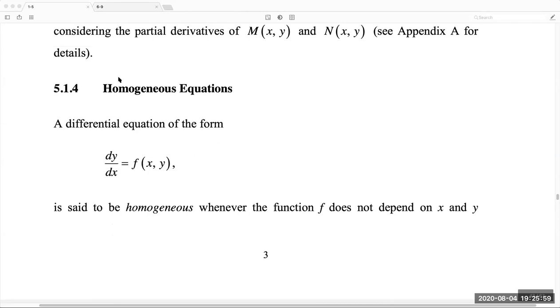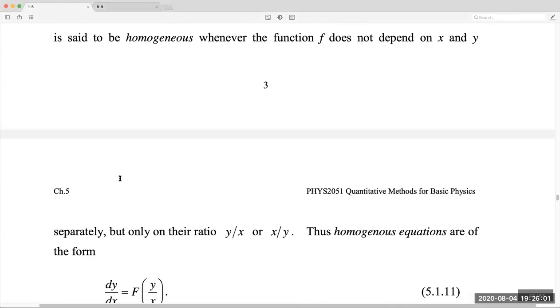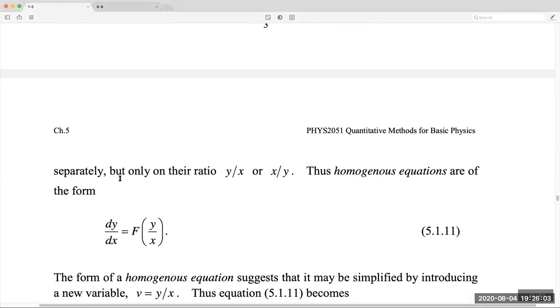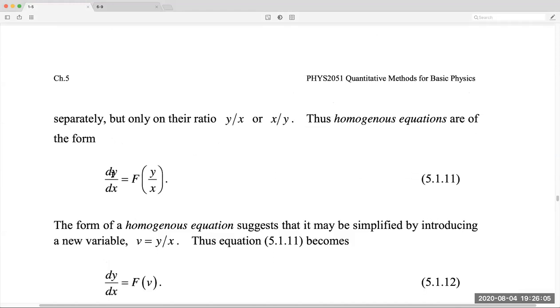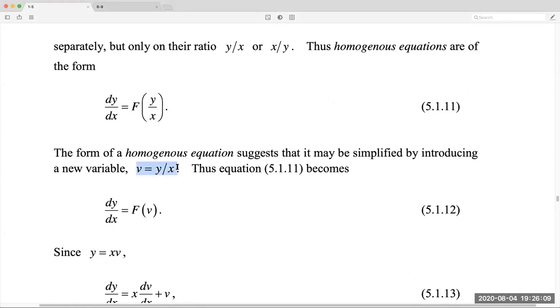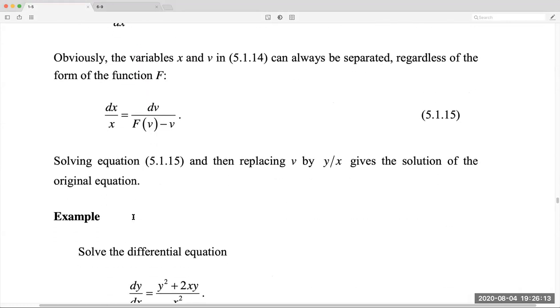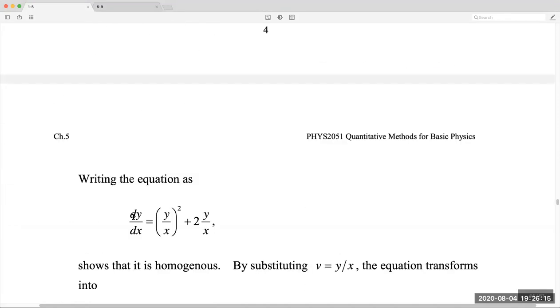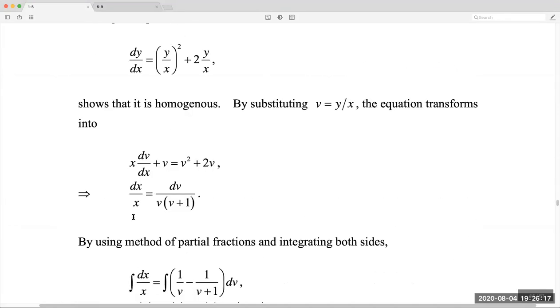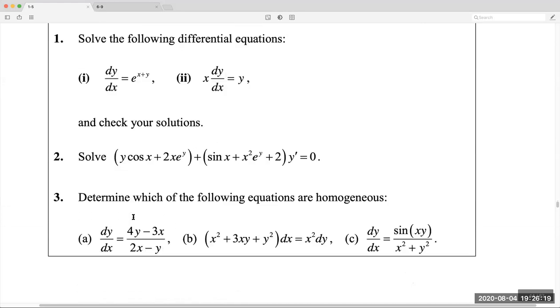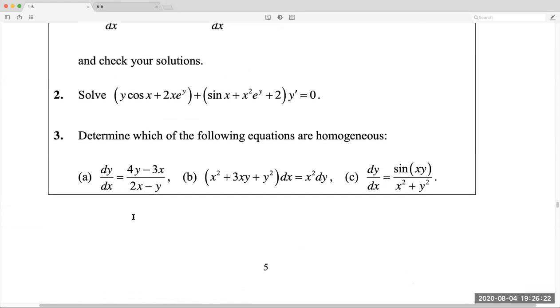So you may read this part by yourself. Okay? There's another type of solution. If you can write it in this form, you can substitute a variable and then try to solve it. But it's not so often in physics, so we can skip that part.